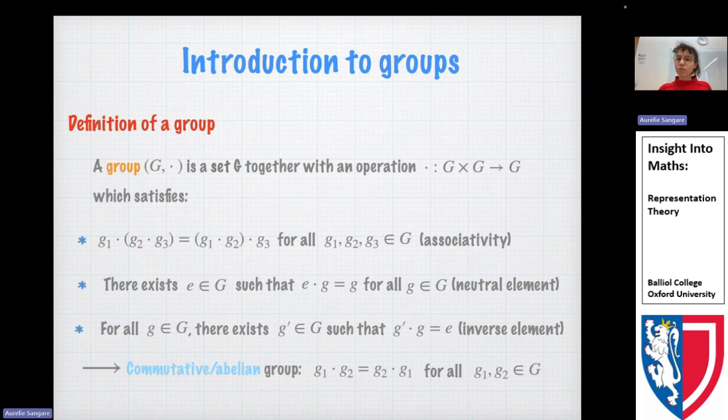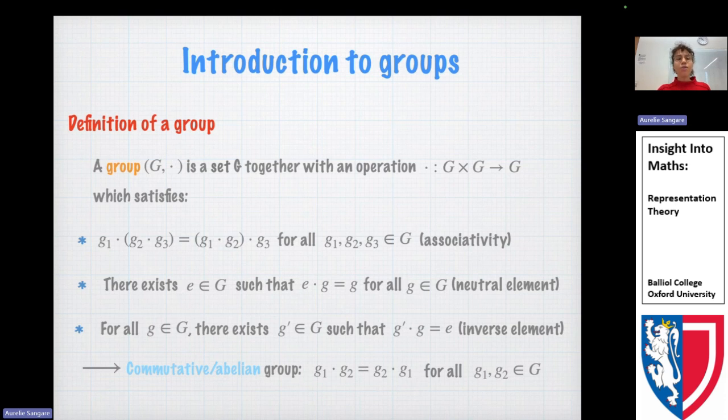And so it goes from G Cartesian product G into G, which means that it takes two elements in G. That is what the Cartesian product means. And it gives you back a single element in G. And so that is what a group is. It is a set together with an operation which we call multiplication, and these satisfy three axioms.